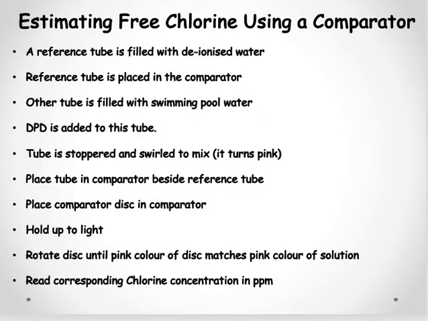Then you hold it up to the light and you turn that pink disc until the colour pink on it matches the colour of the solution, and then you can read off the corresponding chlorine concentration, which is given in parts per million. So that's how your comparator works.